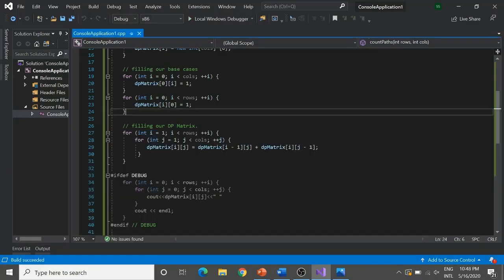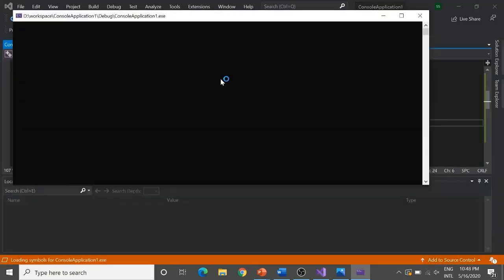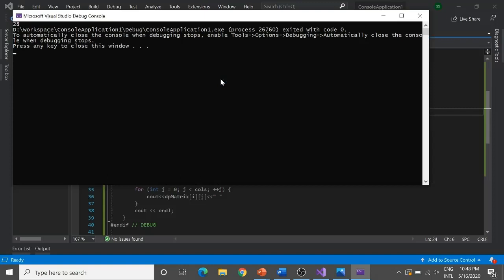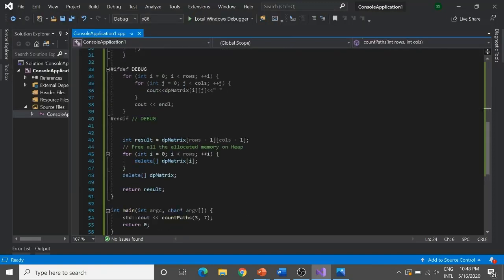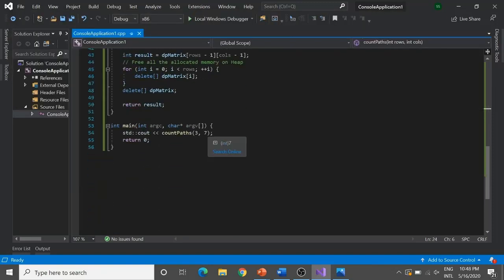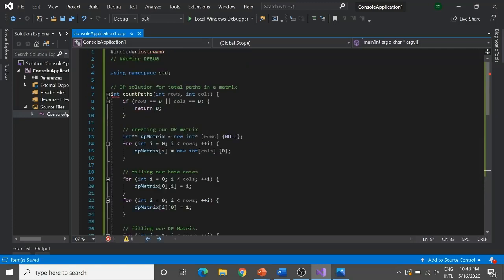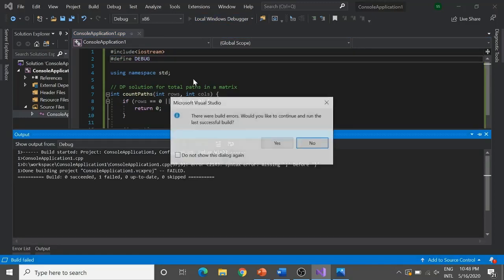So yes, it got built. Now we will check our DP matrix. So the answer comes out to be 28. And what does this say? That I have a matrix of 3 rows and 7 columns. So what are the total number of ways to reach the bottom right from the top left? I think it would be better if we do this 3 3 and we uncomment this debug macro so that we can see the contents of our DP matrix.